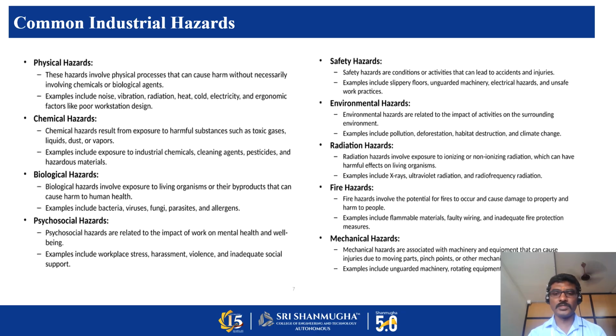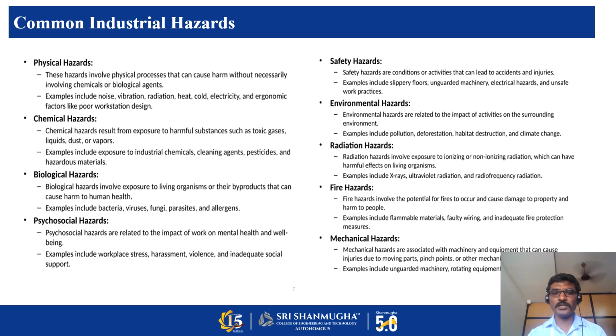Biological hazards involve exposure to living organisms or their byproducts that can cause harm to human health. Examples are bacteria, viruses, and fungi. Psychological hazards are related to the impact of work on mental health and well-being. Examples include workplace stress, harassment, violence, and lack of social support. Safety hazards are conditions or activities that can lead to accidents and injuries, such as slippery floors, unguarded machinery, electrical hazards, and unsafe work practices.